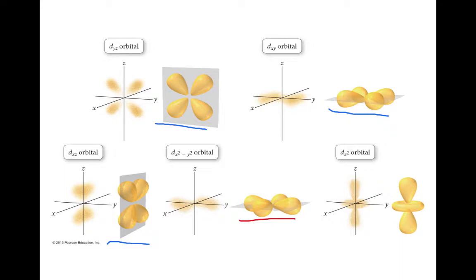And then our real strange guy here, our dz squared orbital. As you can see, it looks like a pz orbital, because those lobes are aligned on the z-axis, and then in the xy plane, we've got this donut shape that goes around it, and within that donut, it is empty. There is a nodal plane that goes around that donut.